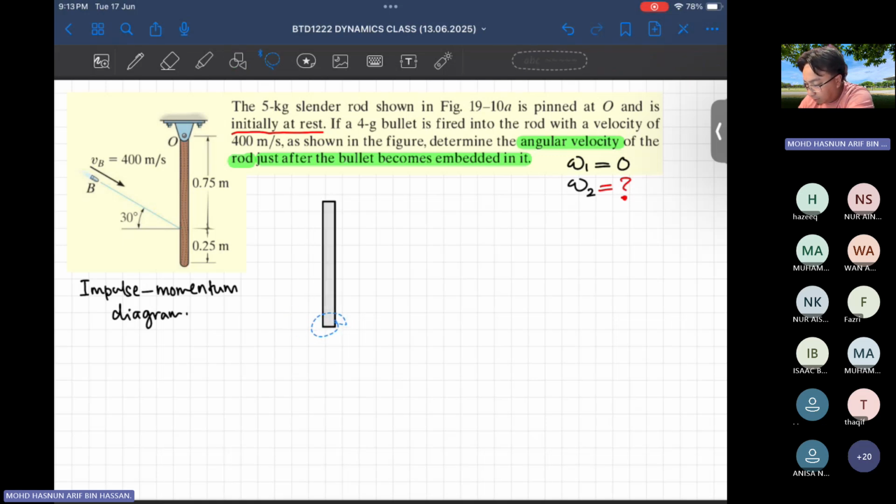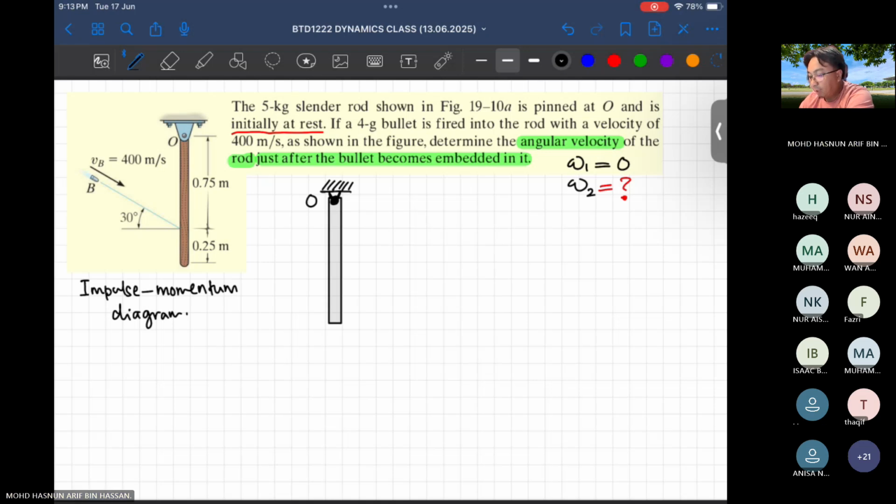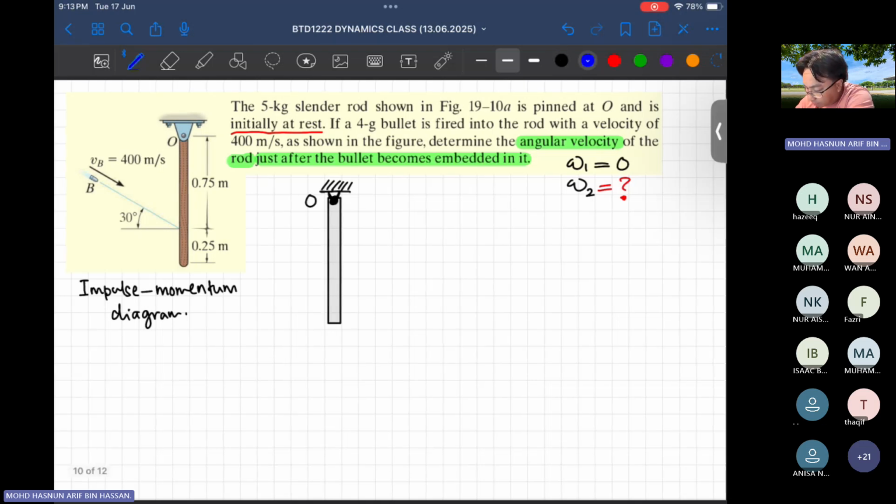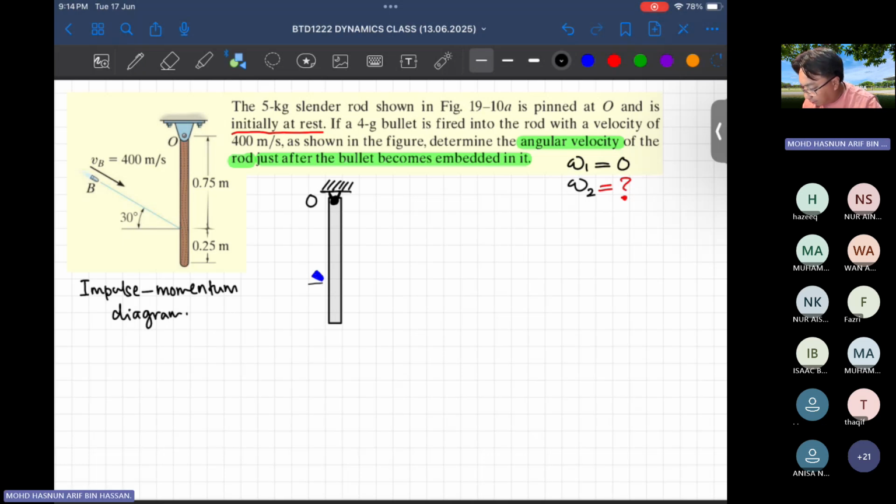So that is one situation. Let's bring this a little bit here. We have the rod here, something like this. This is where point O is, the fixed point. So this is point O. Before the bullet becomes embedded, the bullet is maybe somewhere over here. Let's say this is the bullet. It has not touched the rod yet. We can draw the line here, and the bullet is fired at an angle of about 30 degrees.